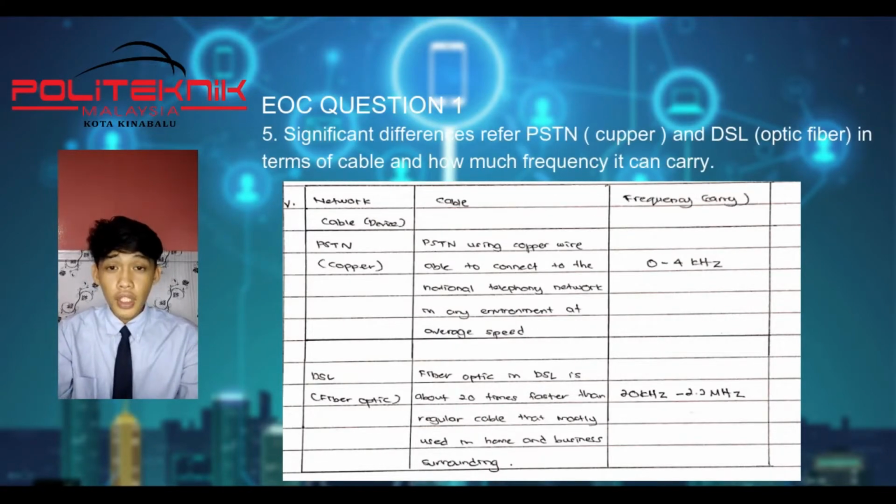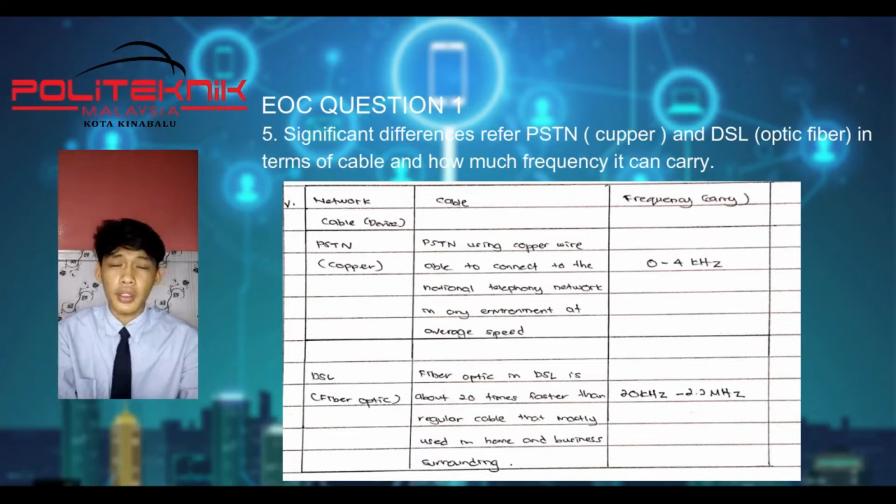Next, question 5. Question 5 asks about the significant difference between PSTN copper and DSL fiber optic in terms of cable and how much frequency can be carried. In terms of cable, PSTN using copper wire is able to connect to the national telephony network in any environment at average speed, while fiber optic in DSL is about 20 times faster than cable that is mostly used in home and business surroundings.